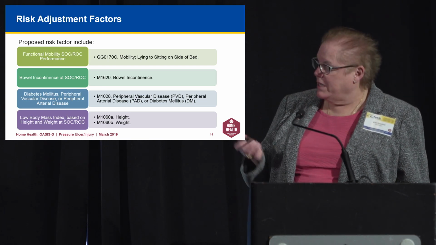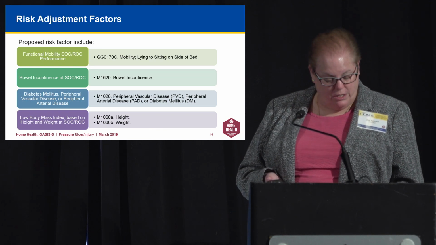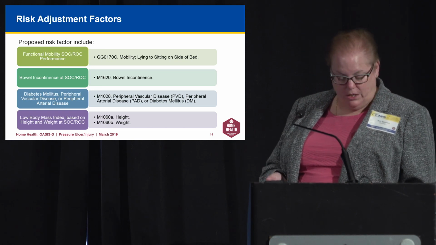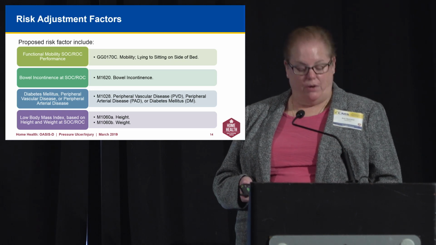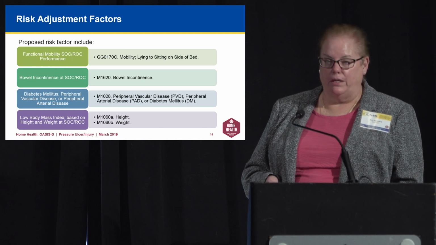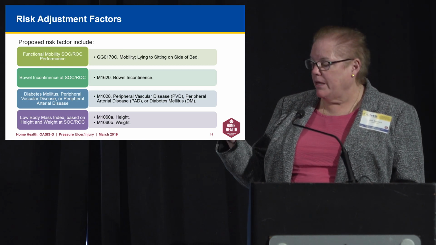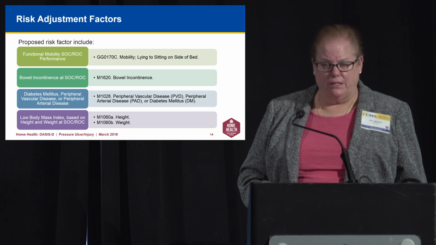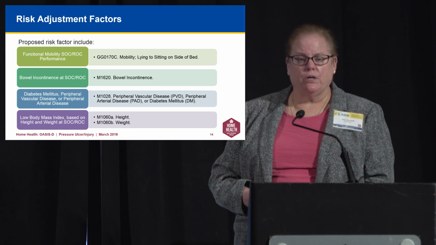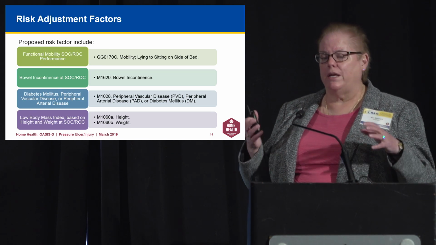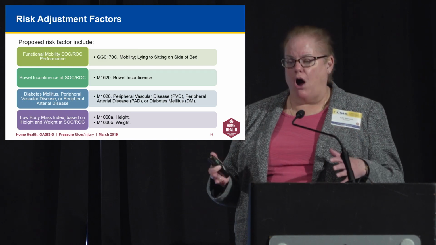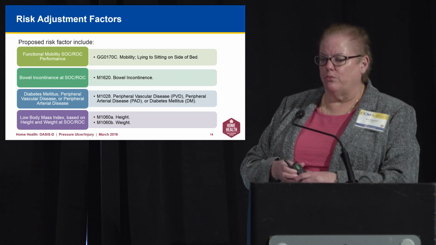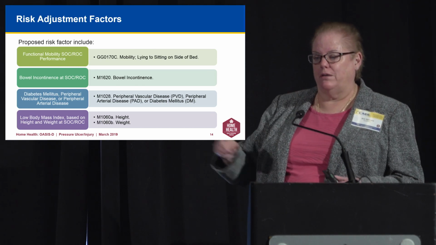And then the last risk factor here is the low body mass index, which is calculated using height and weight. So that's M1060A and M1060B, giving you your BMI. And again, if you look, it's putting you at risk for low body mass index, not high. So it's important to understand these are risk factors. We always should be careful when we're answering all of our questions on any of the assessment tools in the OASIS, but know that these are factors that are driving the risk score.